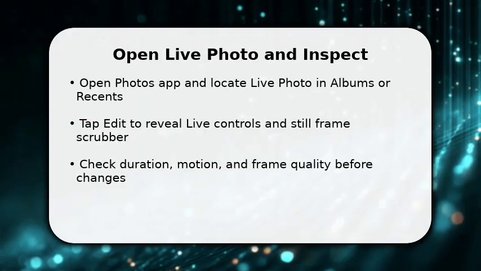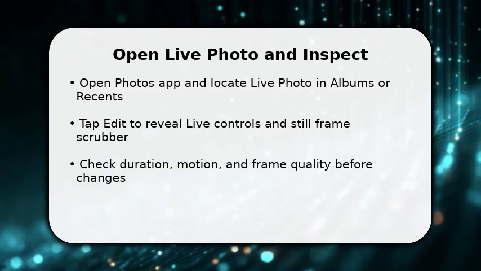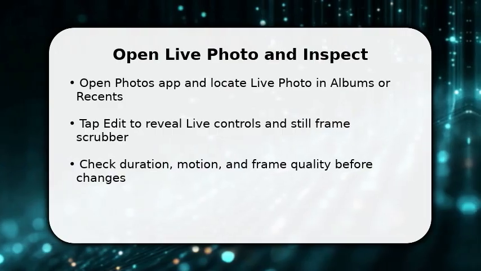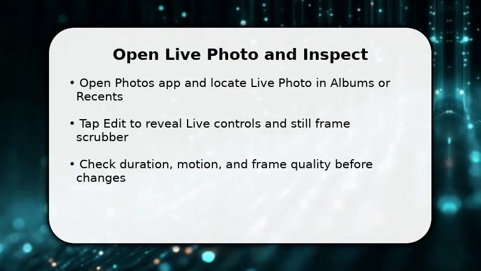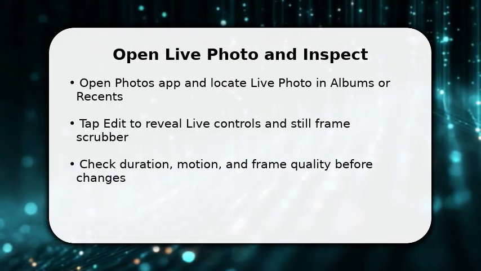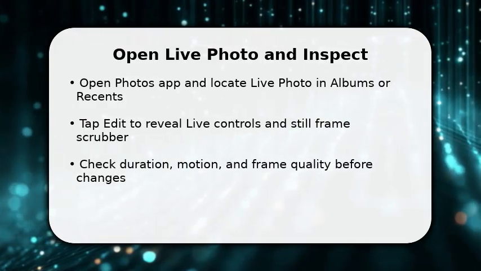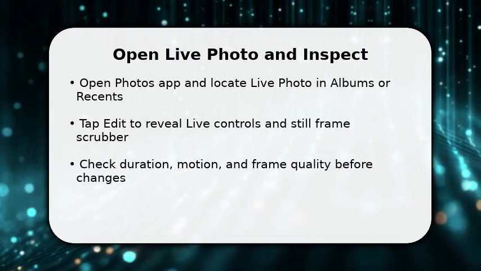You start by opening the Photos app and finding the live photo you want to edit. Tap Edit immediately so you can access the live controls and the frame scrubber. This lets you pick a better key photo. Once done, scrub through frames to locate the exact moment with the sharpest composition and expression.